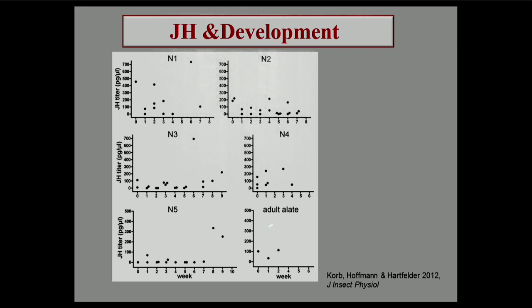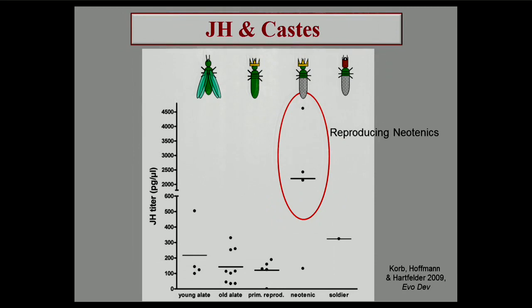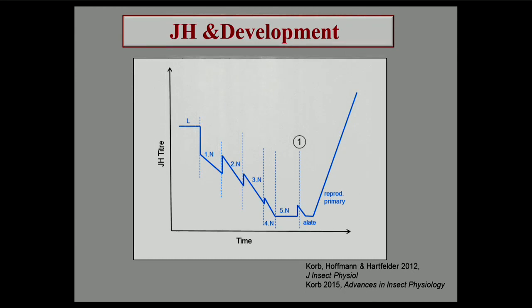And then when you have the imaginal molt into the alate, you can see that the juvenile hormone titer is really increasing in the reproducing individuals. And we can summarize these juvenile hormone titers during development in the following graph. So you have here the larval instars. When this larval worker instar becomes a nymphal instar, the JH titer drops. It varies, but it is low before the next progressive molt into the next nymphal instar. Then directly after the molt, the JH titer increases again, and so it gradually gets down.